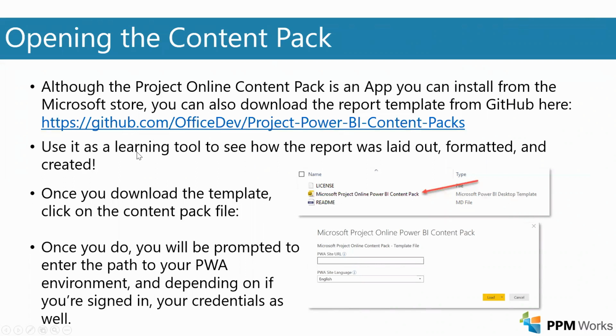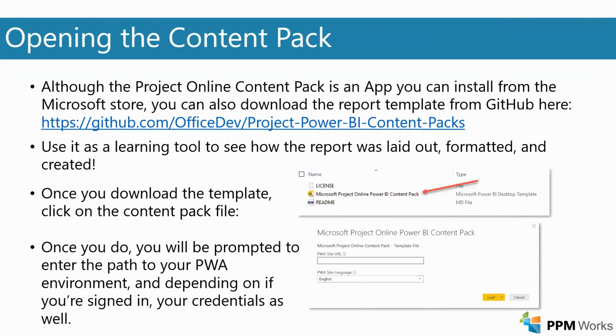We're going to use it as a learning tool about how the report was laid out. And once you download the template, you're going to be able to click on it and open it. I save mine to my standard download folder. But this will be the 3 files that get downloaded. We're simply going to click on this Project Online Power BI content pack. As you can see, it's a Microsoft Power BI desktop template. That means it's a PBIT file, not PBIX, which is the file once it's saved. It's a template file. And then once you do, you'll be prompted for your Project Online PWA URL.